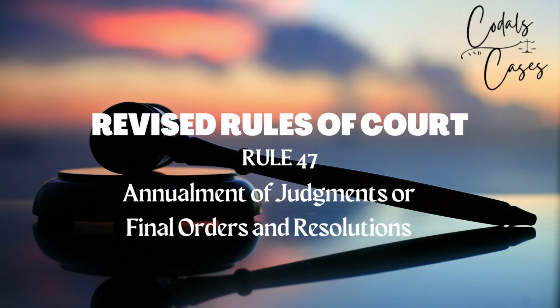Rule 47, Annulment of Judgments or Final Orders and Resolutions. Section 1, Coverage. This rule shall govern the annulment by the Court of Appeals of judgments or final orders and resolutions in civil actions of regional trial courts for which the ordinary remedies of new trial, appeal, petition for relief, or other appropriate remedies are no longer available through no fault of the petitioner.